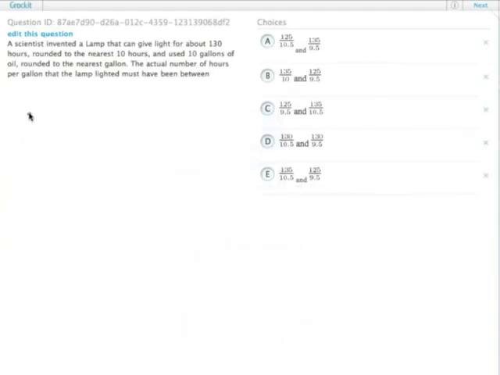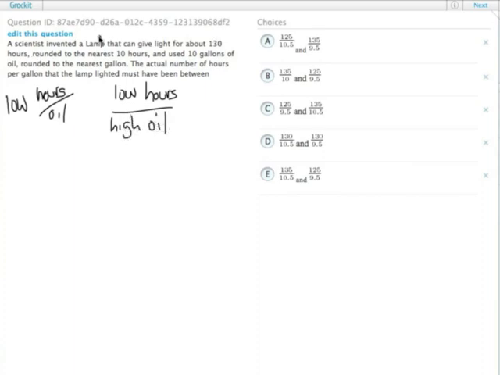So a scientist invented a lamp that gives a certain number of hours and uses gallons of oil. We're computing the number of hours of light based on the amount of oil that it ends up using. So the low hours per oil ratio would be that low hours over the highest amount of oil, because all of these are rounded. It's 130 hours rounded to the nearest 10 hours, 10 gallons of oil rounded to the nearest gallon.